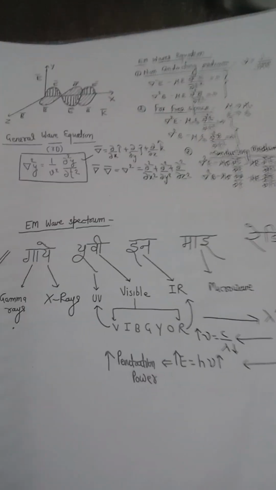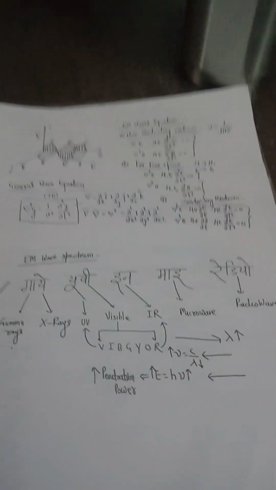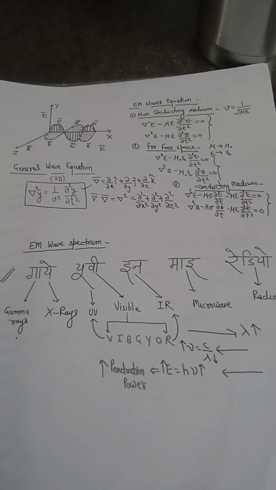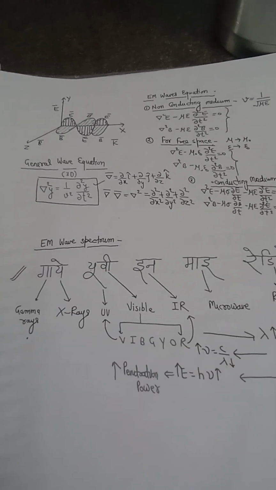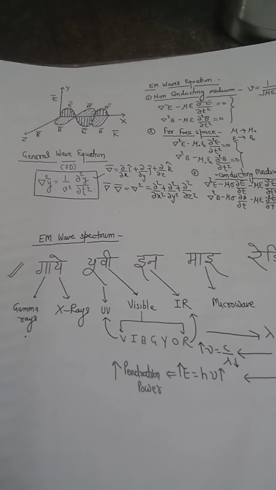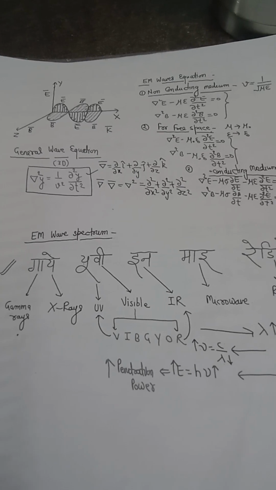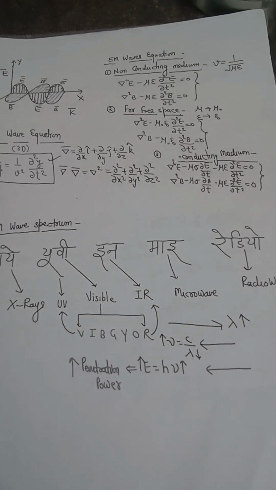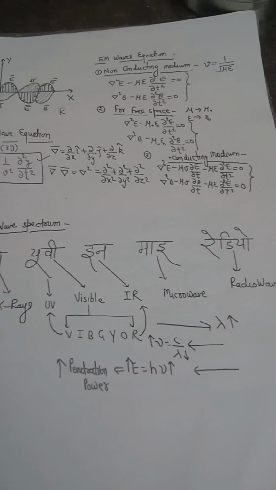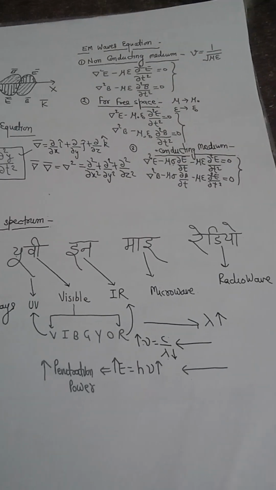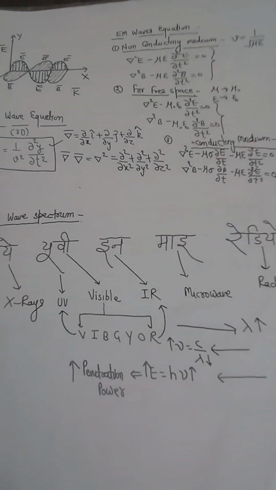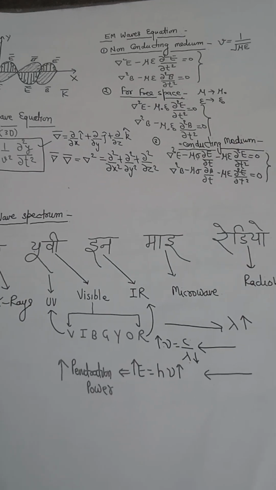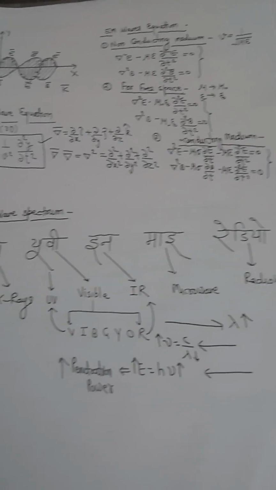It is an EM wave spectrum. So this is a short trick: GUY UV in my radio. So G is gamma rays, A means X-rays, U means UV rays, V means visible rays, I means infrared, M means microwave, and radio means radio waves. So here we study visible, there are waveguides.